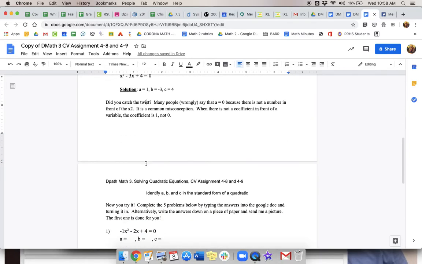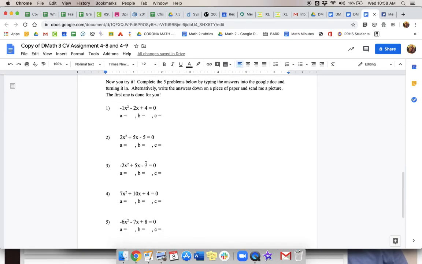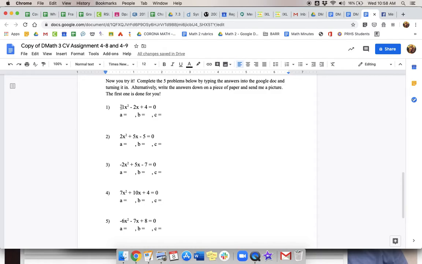So let's try one together. These are the problems that you're expected to do. I'll do the first one for you. Looking at this, I can see that the value of a is -1. Sometimes when this is written out, this would simply say -x squared. I just wanted to highlight that if it says -x squared, then that means that that number is -1. Hopefully it's obvious that it's not -0.